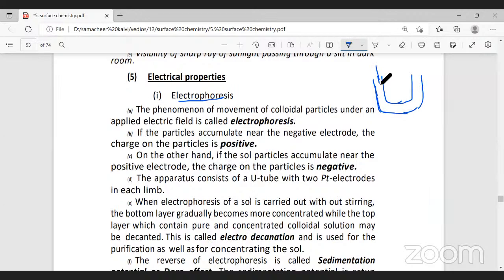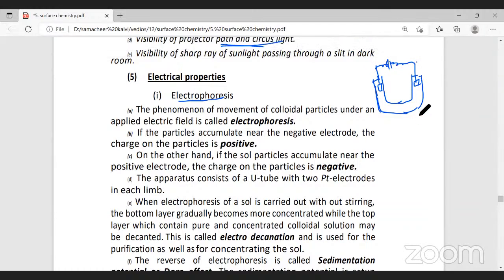Into this, immerse two platinum electrodes connected to the power supply. Now, in order to find the charge, for example, if you take gold sol, this gold sol is an example for a negative colloid. Now, this is the anode and this is the cathode. Gold sol is taken here.